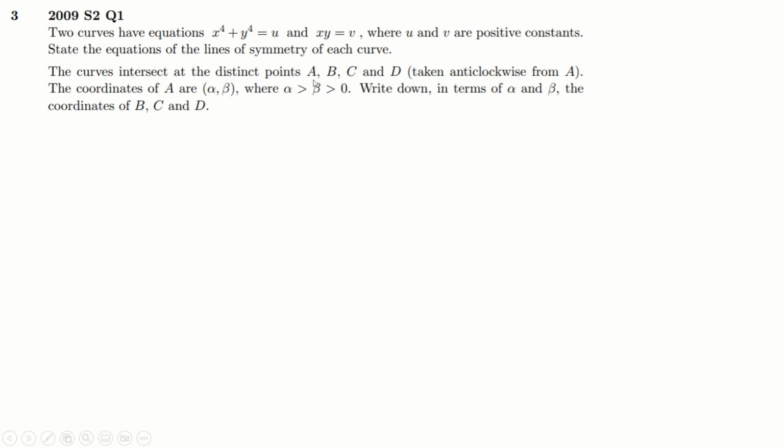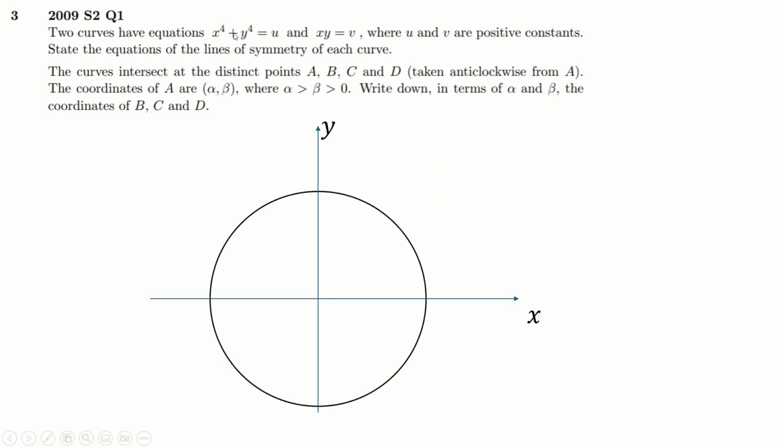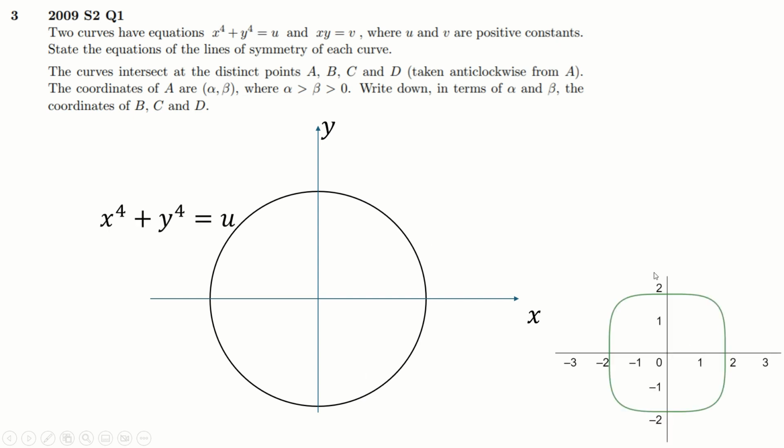We've got the two distinct curves intersecting at A, B, C, D. So what does this look like? Basically, it's a bit like a circle. It's not a circle. x squared plus y squared equals u or k is a circle. If you raise the powers up and keep them even like this, then you end up with a more squared version of a circle. So GeoGebra thinks this is exactly what this one looks like. If you go to like x to the 100 plus y to the 100, you get basically just a square. It's kind of cool.